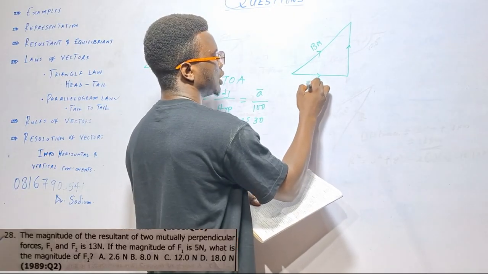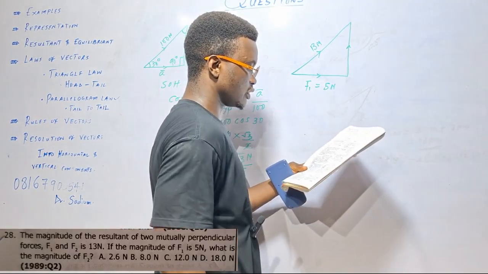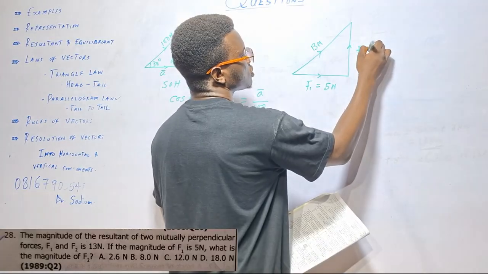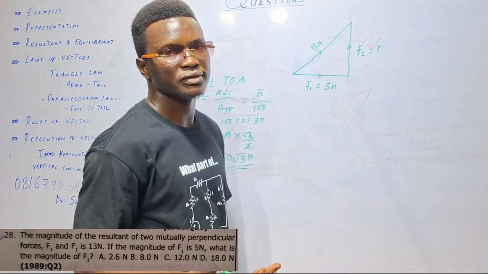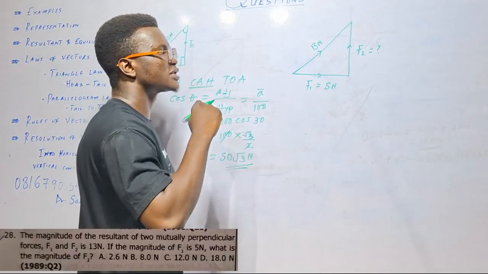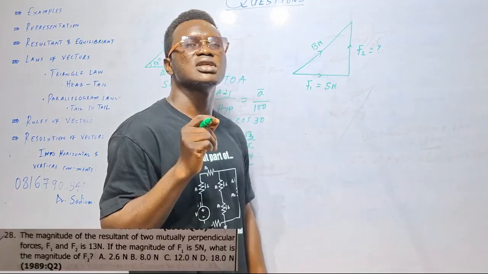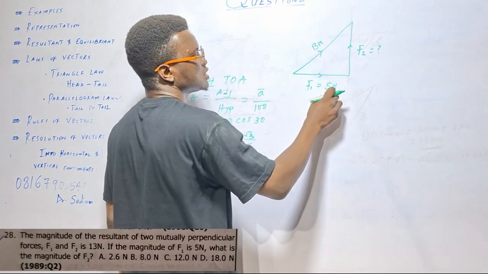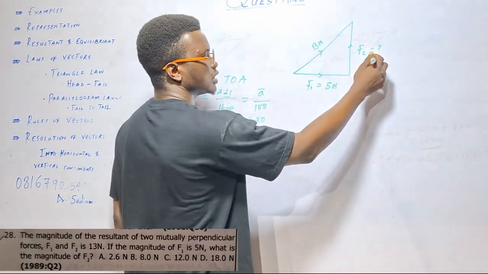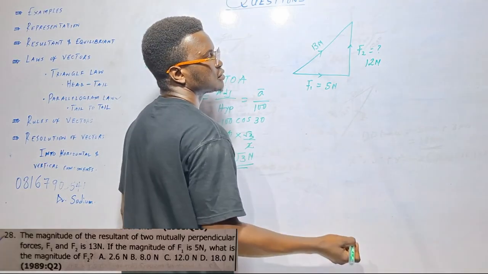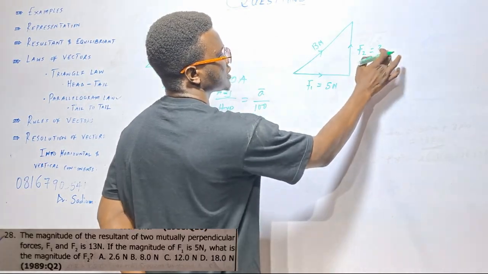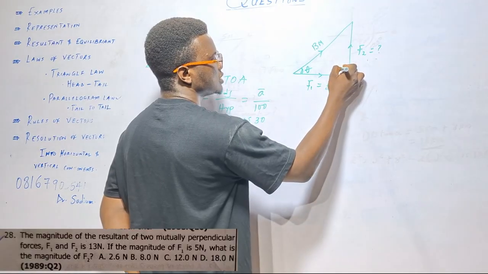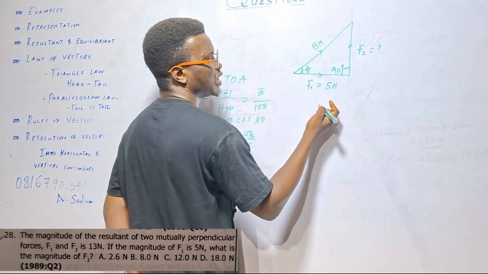Now we're asked to find F2. Let's say F1 is 5 Newton. Now note something: whenever the two sides are 13 and 5, the last side will always be 12 Newton. If you have 12 and 5, the last side will be 13 Newton. If you have 13 and 12, the last side will be 5 Newton. Just note that it's not everything that you have to do in the exam. If you have practiced enough, you would have gotten used to it. And the angle made with the resultant is 90 degrees, showing that they are mutually perpendicular.